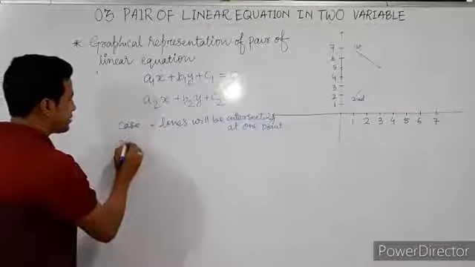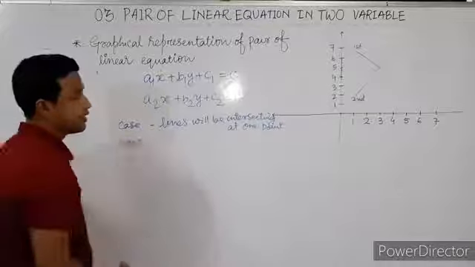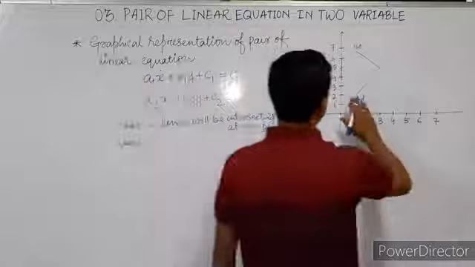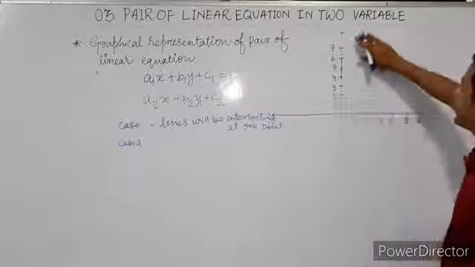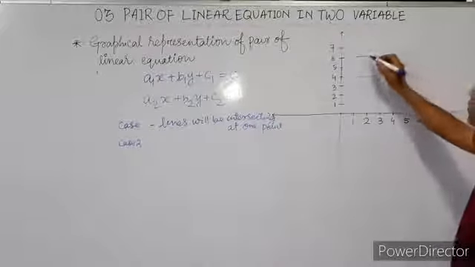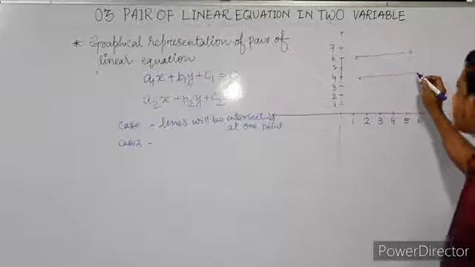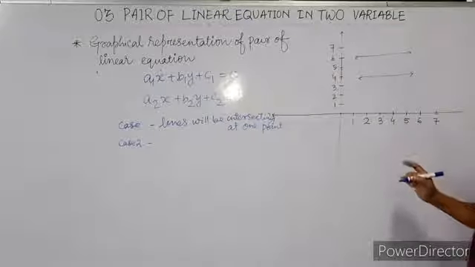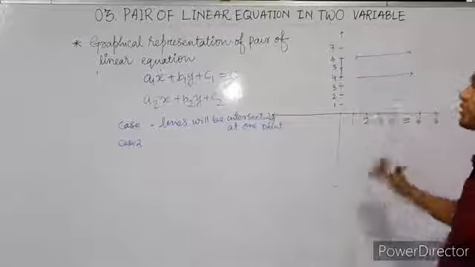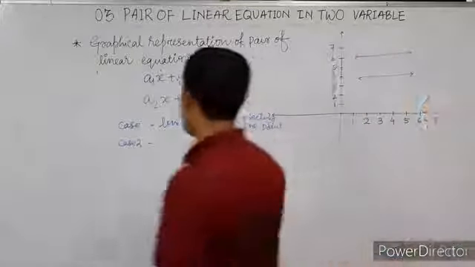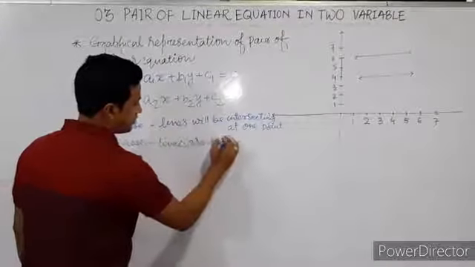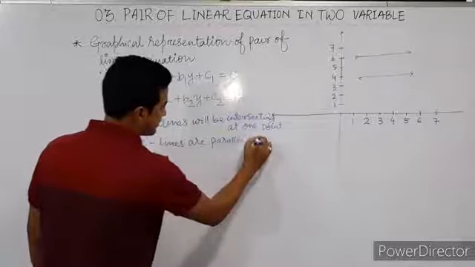Now let's go to case number 2. In case number 2, the lines will be parallel to each other. You see here, the lines will be like this. You will get parallel lines. This is the second case. Hence, when you plot the graph for the first equation and the second equation, you might get two lines that are parallel to each other.